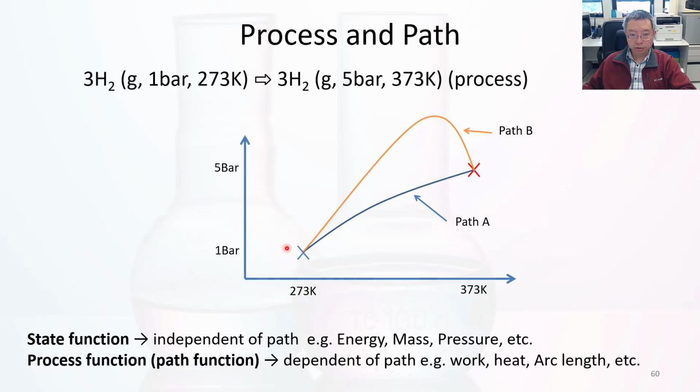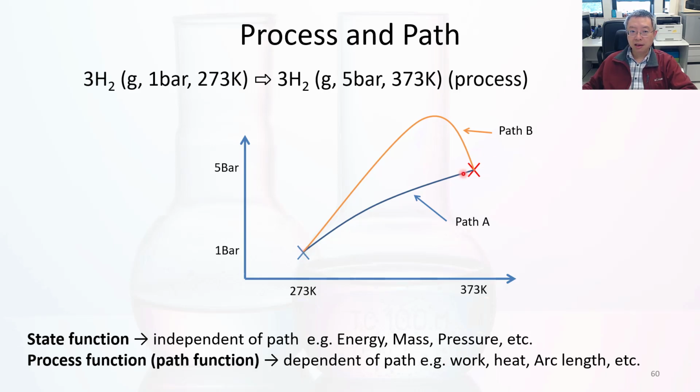The work done through this path versus through this path is going to be different. A state function is independent of path, like energy, mass, pressure. A path function is dependent, like heat and work. One thing we want to know is that because work and heat are both path functions, they both depend on which path was actually taken.